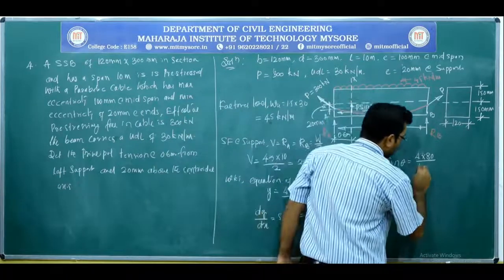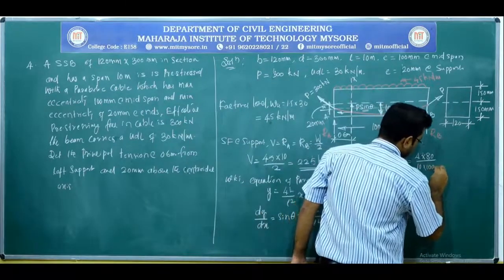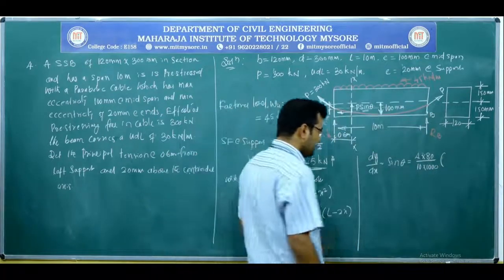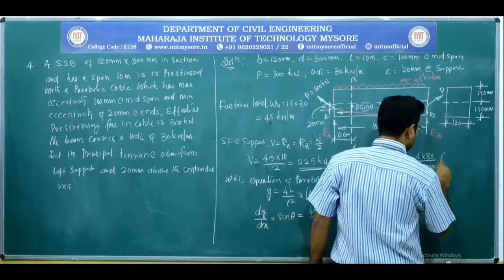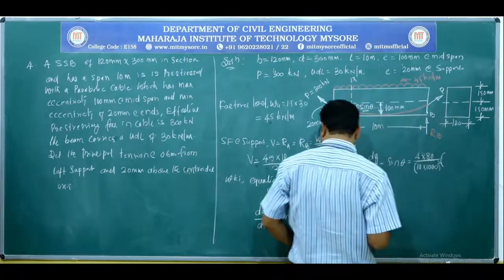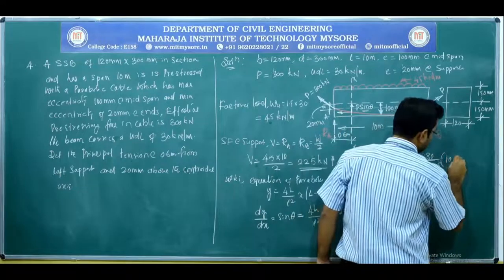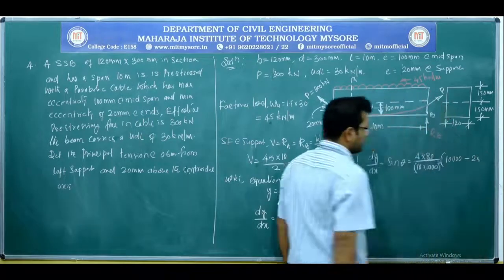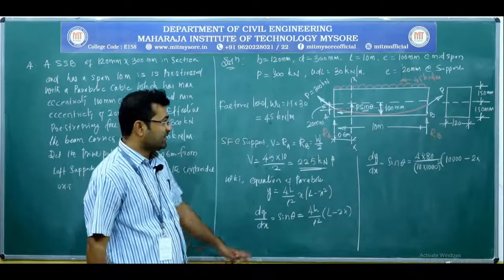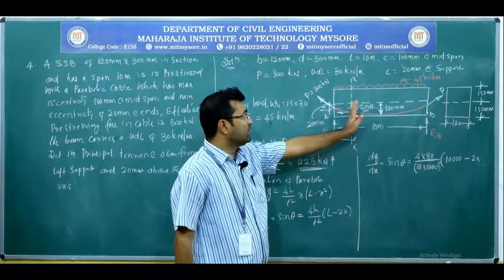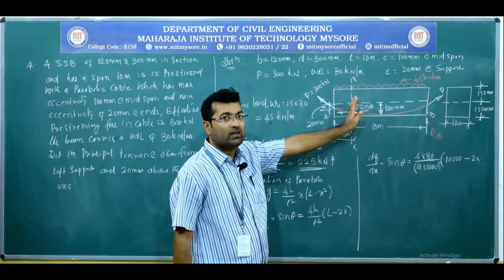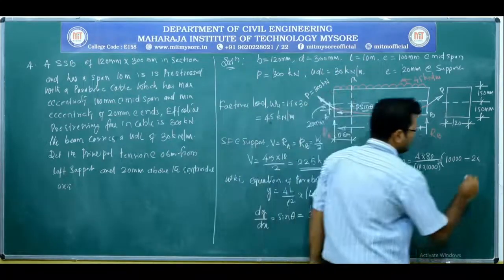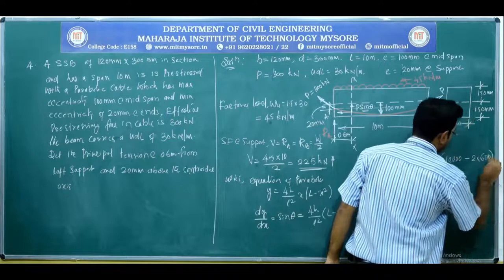Span is 10 meter, so it is 10 into 1000 into bracket L. Again, it is 10 into 1000 square, and again it is 10,000, that is span, minus 2 times x. What is x here? X is the point where we are interested in calculating the shear stress. So that is the distance of 0.6 meter, that is, it is 600 millimeter.